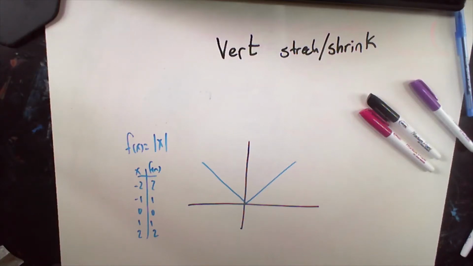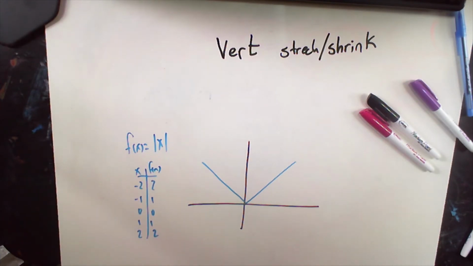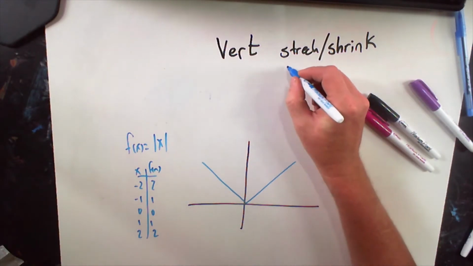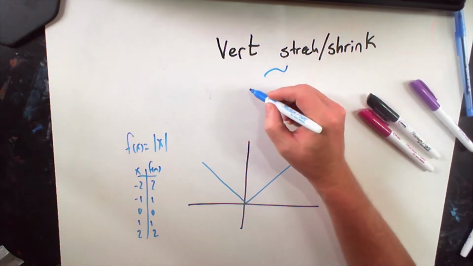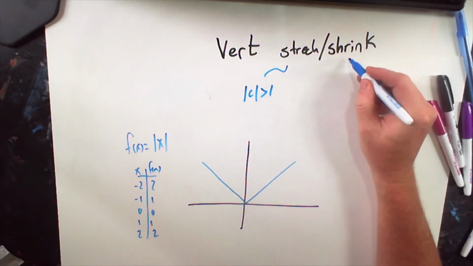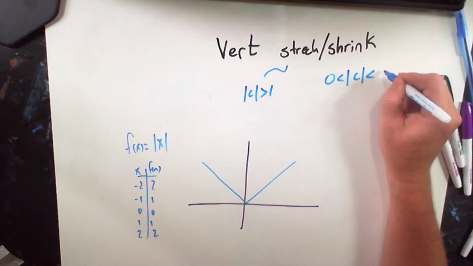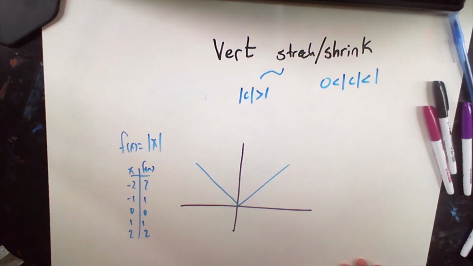So next we're going to talk about vertical stretches and shrinks. Here's our basic f of x equals the absolute value of x function. Stretches and shrinks occur vertically when we multiply the outside of the function by a value other than 1. If we multiply by a value where the absolute value is greater than 1, that is a stretch. And if we multiply by a value that is between 0 and 1, that is called a vertical shrink.